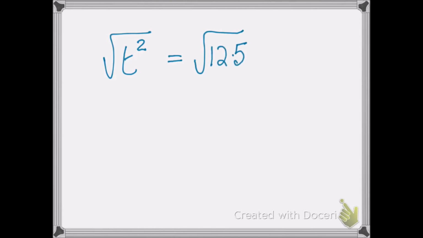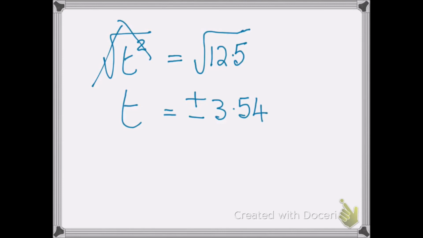We can then square root t squared and also square root 12.5, because once again what we do to one side of the equation we must always do to the other. This will give us t is equal to plus or minus 3.54, correct to 2 decimal places.